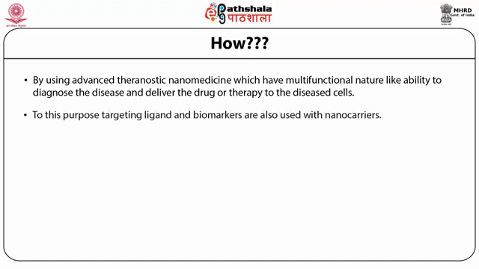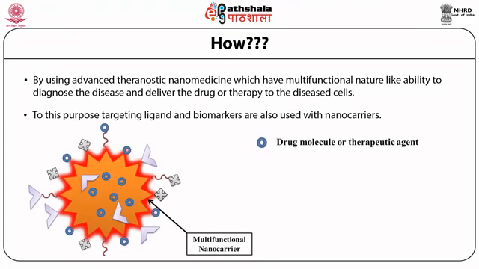For this purpose we need the simultaneous conjugation of the targeting ligand and biomarkers to the nanocarrier, along with either the loading or the conjugation of the diagnostic agents. As you can see in this figure, different functionalities have been attached as well as loaded to the nanocarrier. The red circle shows the multifunctional nanocarrier, and the blue circle depicts the drug molecule or therapeutic agent.